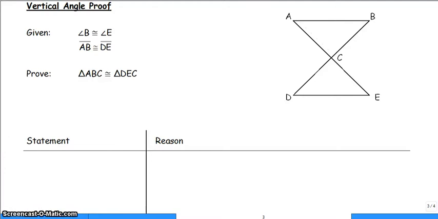So here's a proof where we're given two pieces of information. They're both congruent statements. We need a third congruent statement to prove triangles are congruent though. So again, we always start, label our given information.